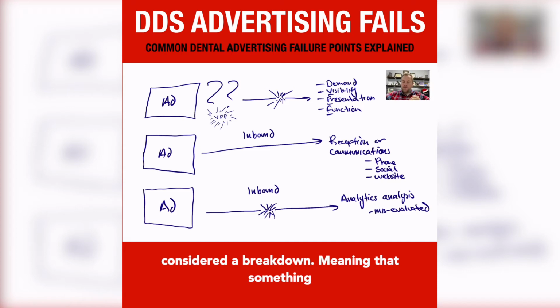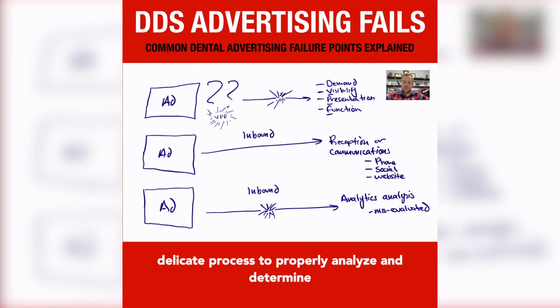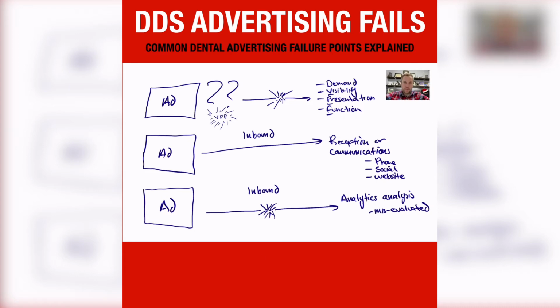Meaning that something wasn't correct about the advertising, or something was correct, but there was something that wasn't measured to really determine and isolate the success or failure. It's a very delicate process to properly analyze and determine what causes the success, what causes failure, and what can cause confusion as well.